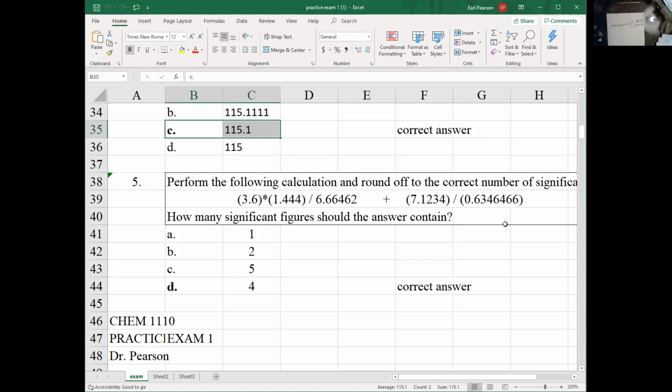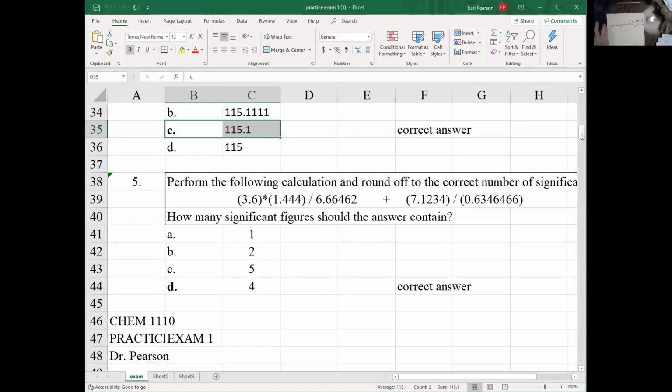So let's do the math. I take the number that I just calculated. I'm going to add to that 3.6 times 1.444 divided by 6.66462. And my answer is 12.00419888. My answer is supposed to have 2 decimal places because that's what was in this one. This one had 3 decimal places. The answer has 2. So 2 decimal places is 12.00. That's 4 significant figures. Okay.